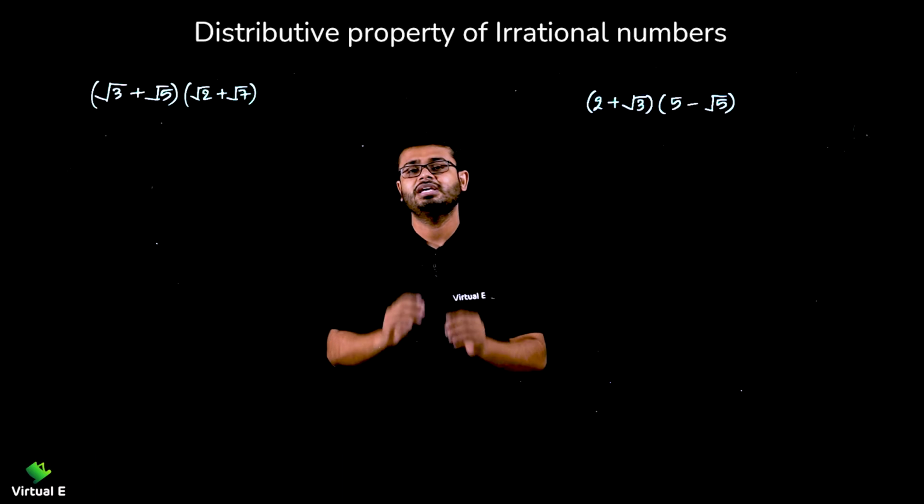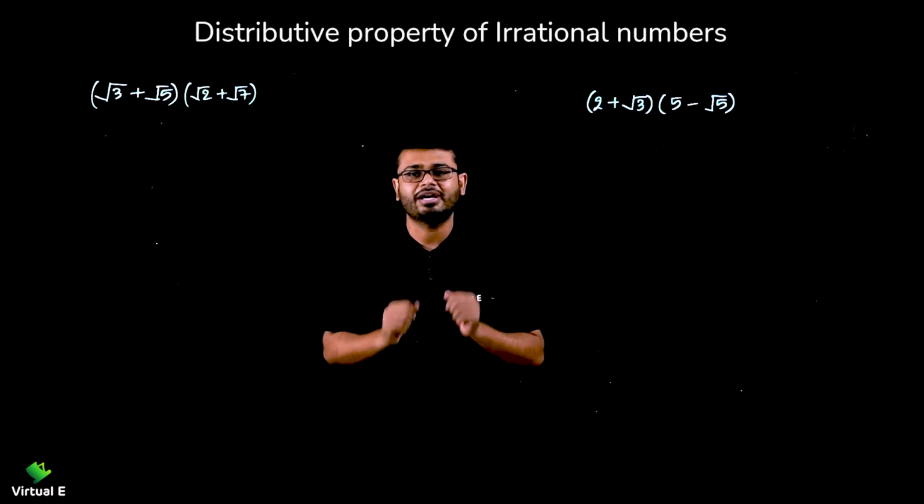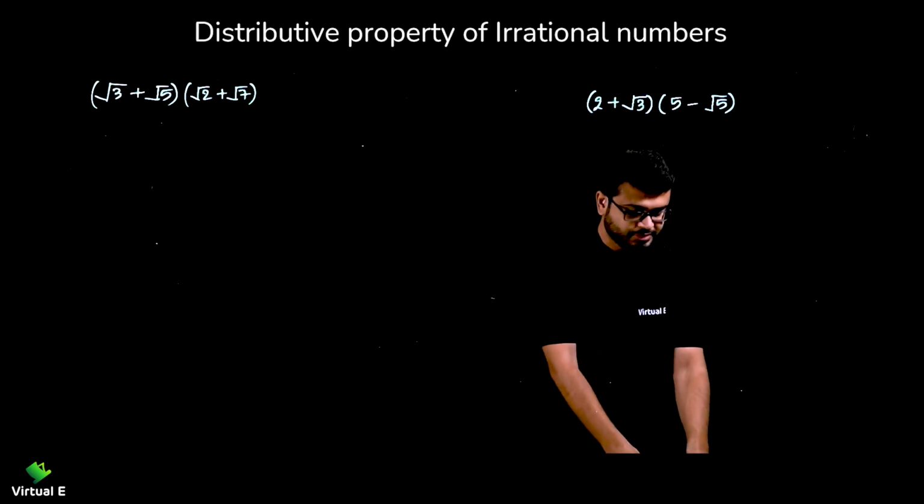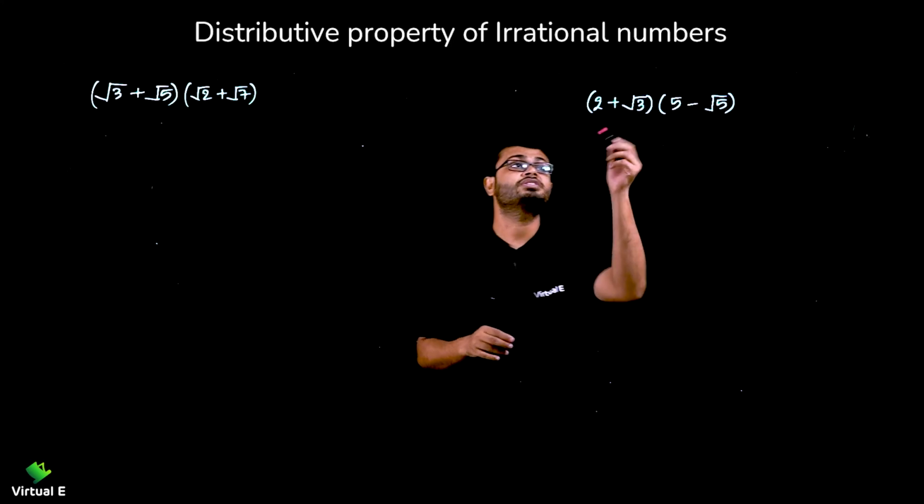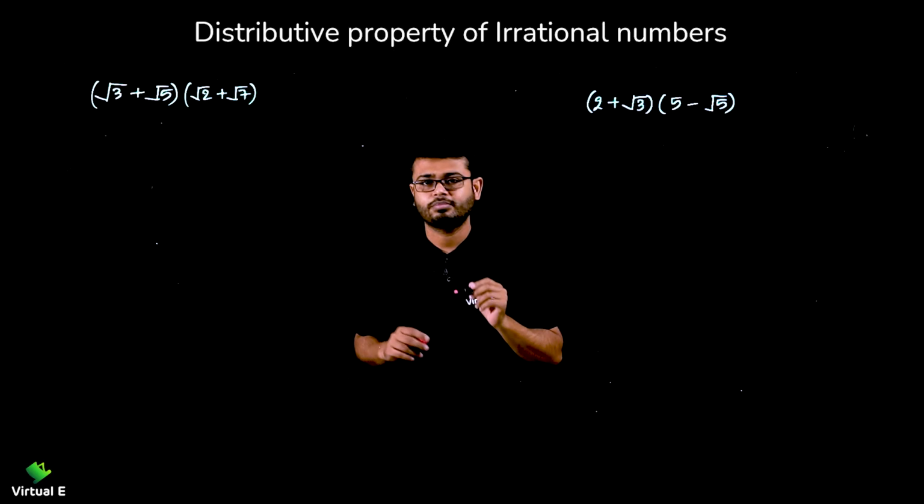Now let's discuss the product of binomials, right? We learned about the monomial. Now let's discuss the binomial and irrational numbers as well. Let's start with the first one. So we have here 2 plus root 3 and 5 minus root 5. So how are we going to approach it?